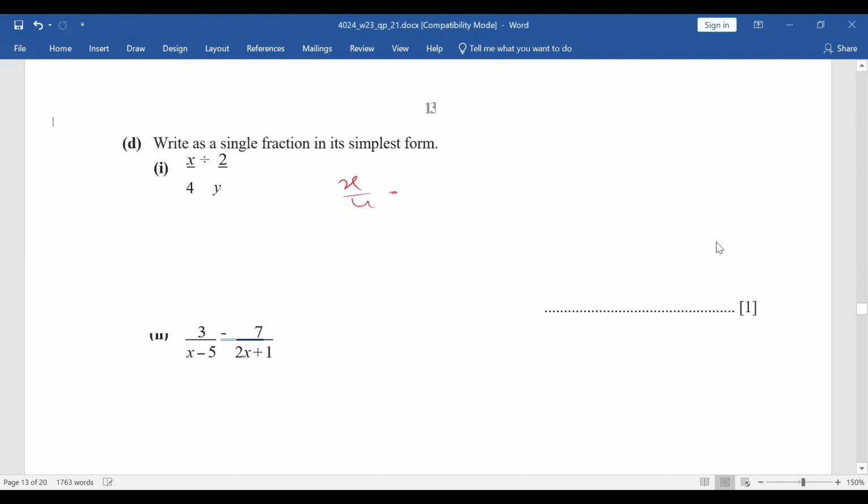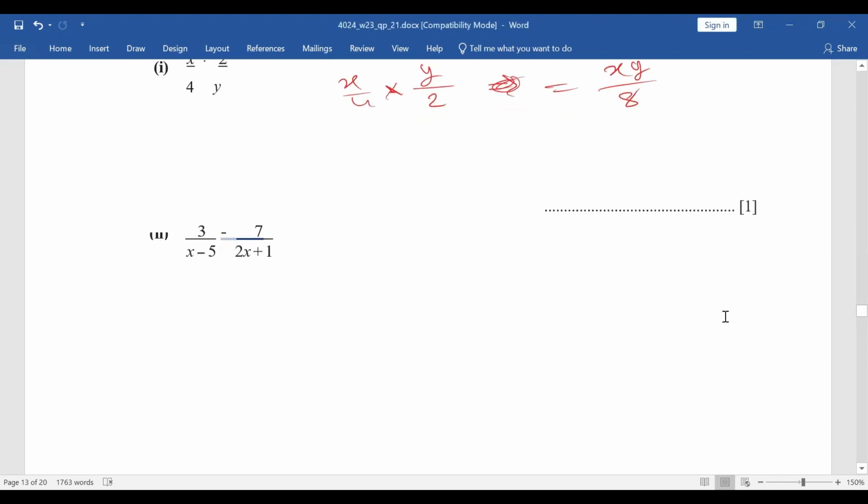Okay. Write as a single fraction in its simplest form: x by 4 divided by 2 by y. So we replace the division sign by a multiplication sign and reverse the divisor. 2 by y will be y by 2. So the simplest form will be xy by 8.